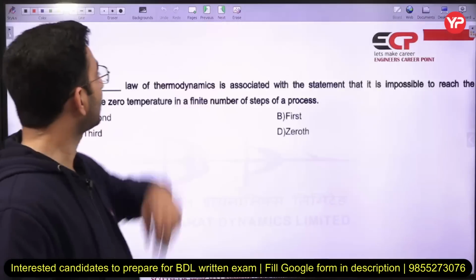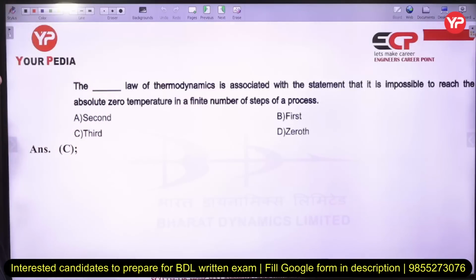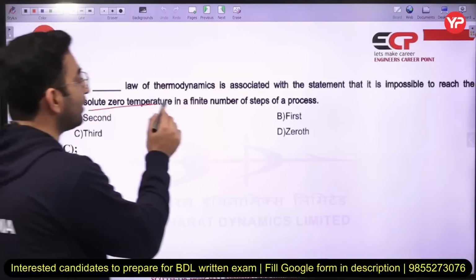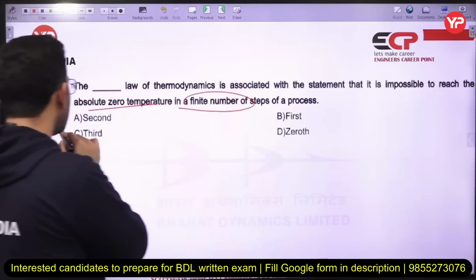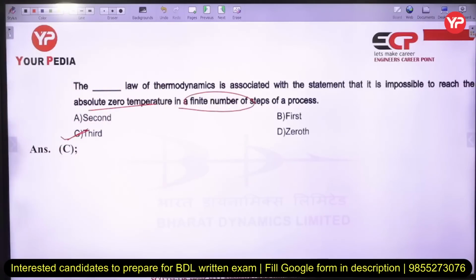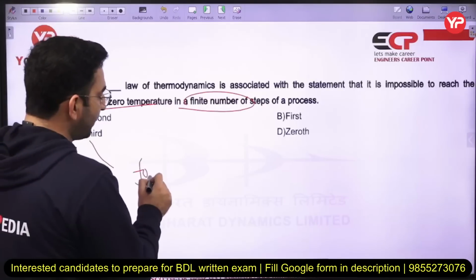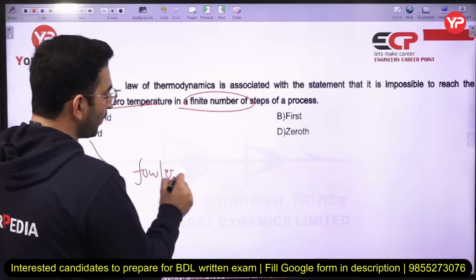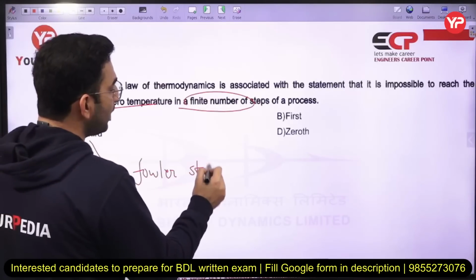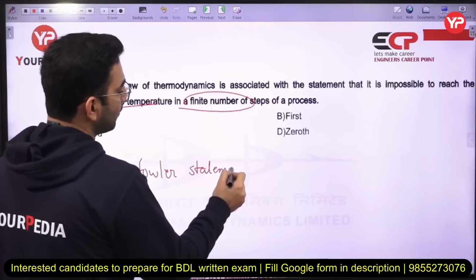Next part, the dash law of thermodynamics is associated with the statement that it is impossible to reach absolute zero temperature in a finite number of steps. That is a very simple question. This is the statement of the third law of thermodynamics, and the third law of thermodynamics is also known as the Fowler statement. So the Fowler statement is nothing but the third law of thermodynamics.